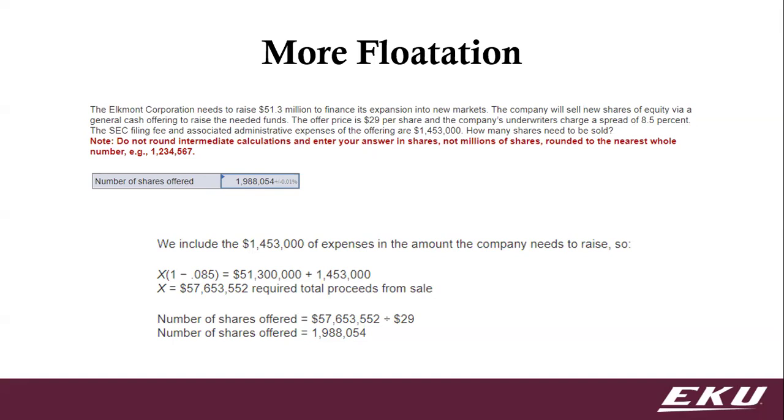And so, we have these expenses plus the total amount that we want to raise, right? That gives us the total proceeds that we need after the 8.5% haircut. And so the total proceeds to include covering the underwriters is $57.6 million. Divide that by the $29 offer price, and that gives us the number of shares, which is just under 2 million in this case.